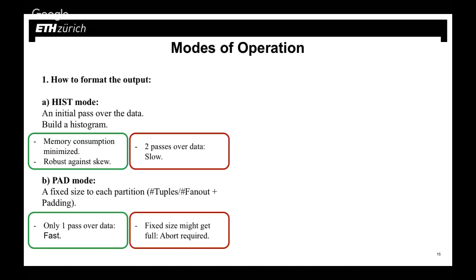Then the second mode is the padding mode, where we assign a fixed size to each partition and we calculate this size according to a formula: number of tuples divided by the fan out, plus some padding. The advantage is that we only have to do one pass over the data. However, if a partition gets filled during the process, we have to abort and start over.